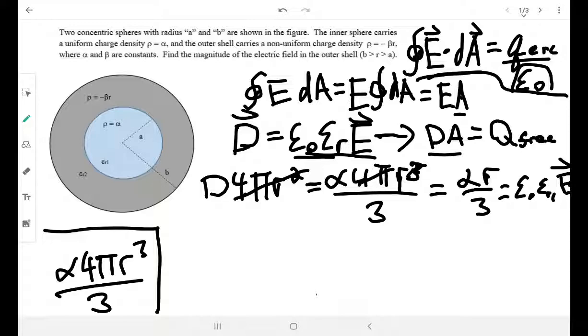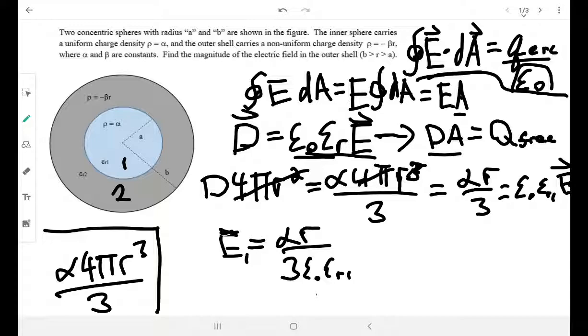And when I solve for E1 here, and so this is our E1, and this is E2, and this isn't a vector yet. That's going to be equal to, E1 equals alpha r all over 3 times epsilon naught epsilon r1. Okay, and that is the E field for our first region.